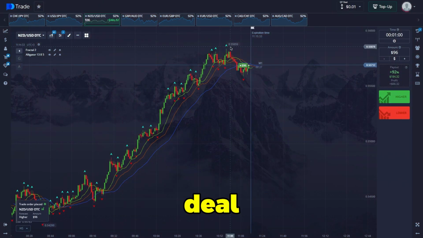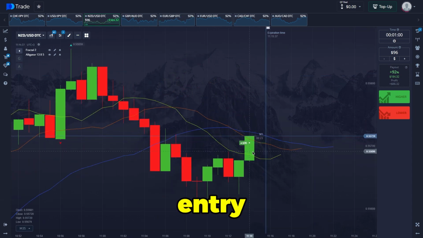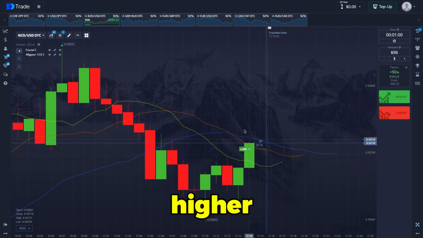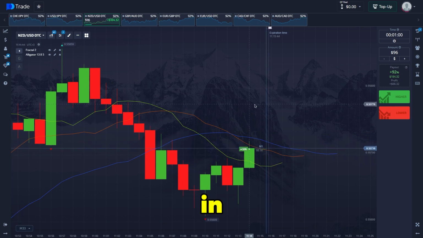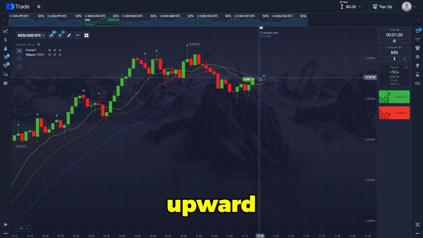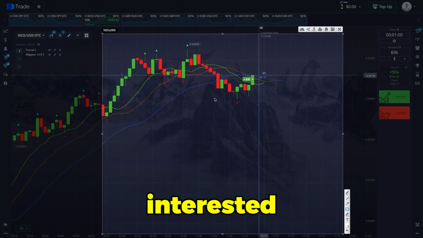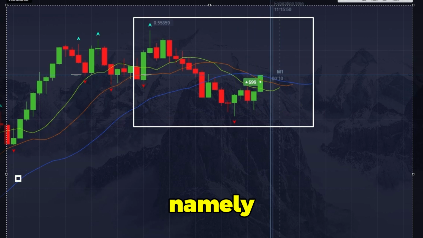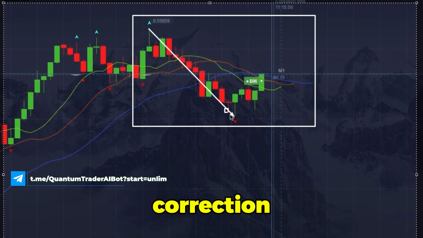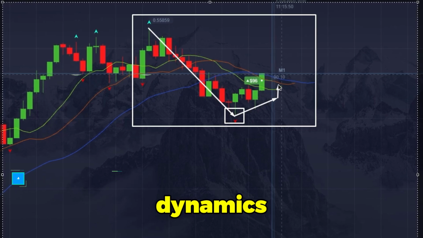And let's open a deal here to increase in the direction of the trend. We recorded a not very successful entry into the deal. The candle gave us a sharp upward impulse, and a few levels higher, we opened a deal here. But in general, I think that the dynamics will come up anyway. We have an upward trend now prevailing on this currency pair. We are interested in this section of the movement. Namely, this is the price correction, the update of the local minimum along the Fractal and further upward dynamics.